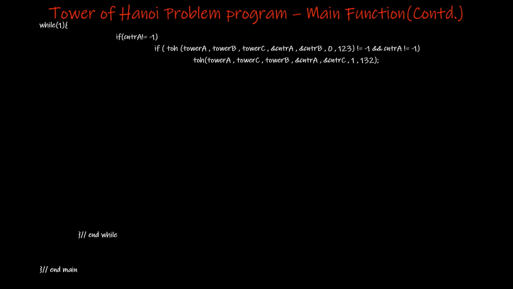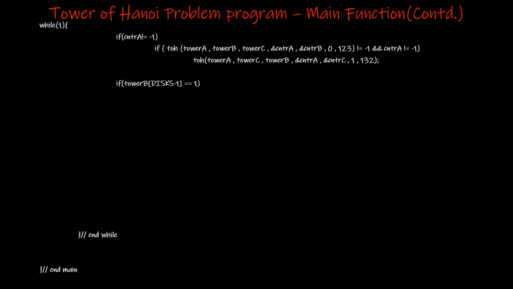Here the values have slightly changed for the last two parameters. First, of course, is 1 to indicate it's a second call from the source tower, and we have 132 to indicate a different printing pattern.